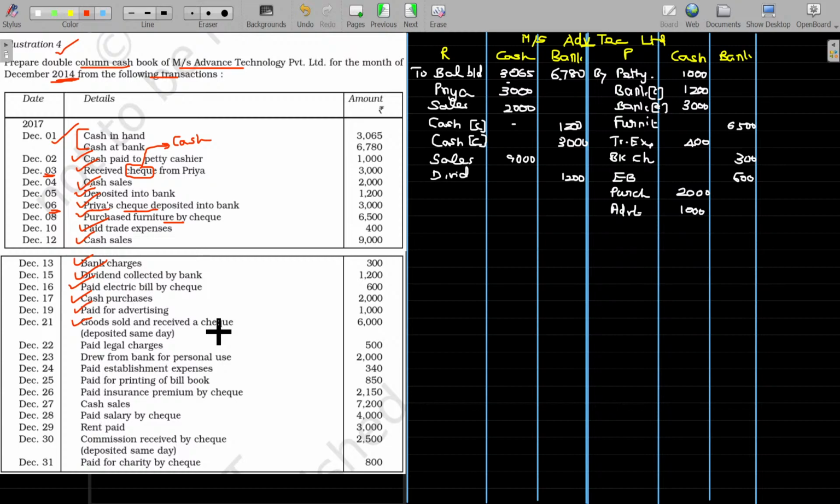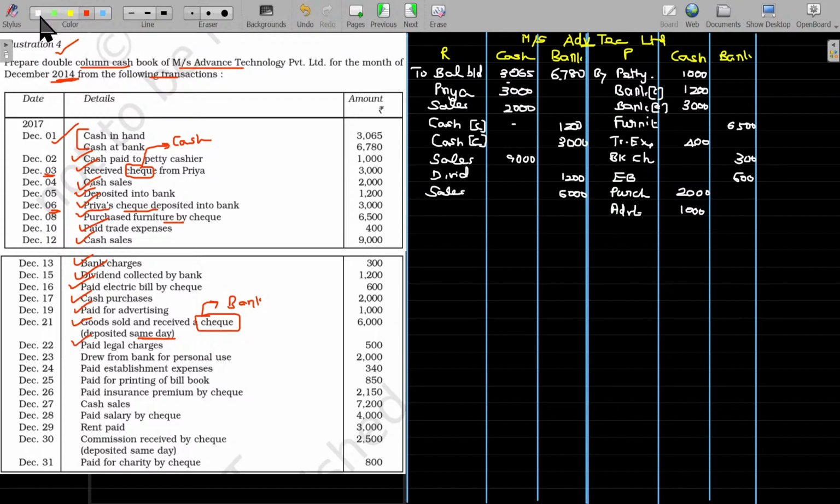Goods sold and received by check 6000, deposited on the same date. Goods is sold and received a check and deposited on the same date. Then you need not consider the check being cash. It is always bank only. Right. So, sales. Goods is sold. Okay. Sales. The value received being immediately deposited into the bank. So, put the value in the bank column.